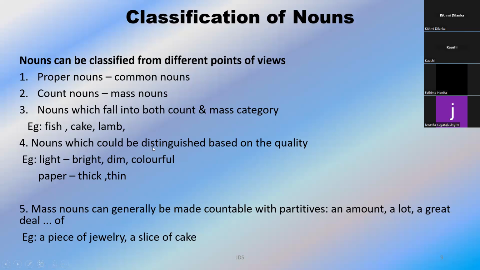Nouns which could be distinguished based on their qualities. Light, paper, right? So these nouns get associated with several adjectives. Basically, the adjectives tend to describe these nouns more than that of the other nouns. Even the other nouns can go with adjectives. But these nouns, they are very much defined by these adjectives.